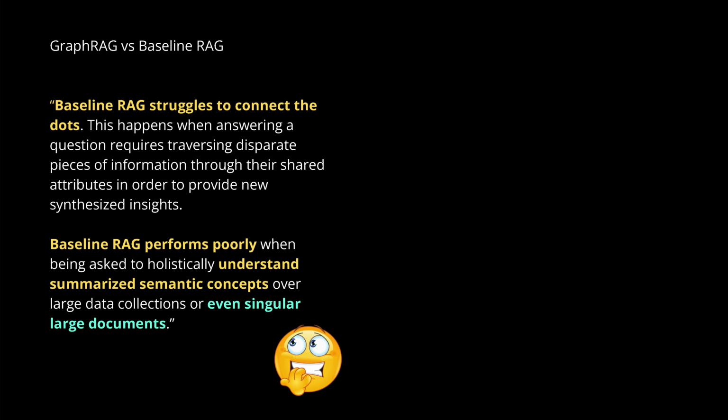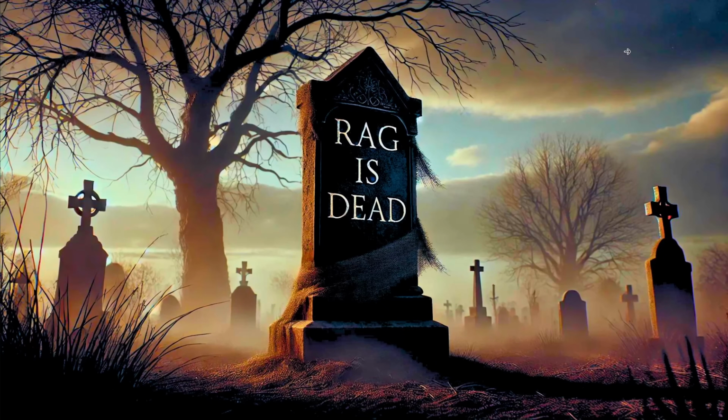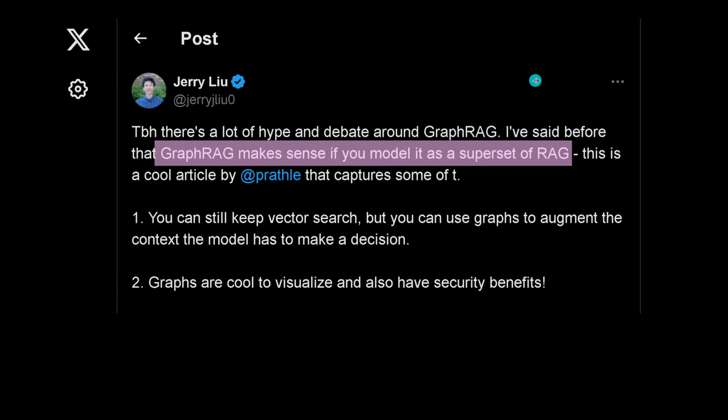My goodness, I was paying Microsoft Azure for almost a year for their RAG service, and now they tell me this. And Microsoft goes on and says baseline RAG performs poorly when asked to holistically understand summarized semantic concepts over large data collections, or, and now this is a bummer, even singular large documents. So RAG does not even understand a single large document, cannot have a summarized semantic concept. And yeah, here it is, Microsoft GitHub IO GraphRAG. And this is quite a beautiful statement, no? So community, here we are now, and officially we have to announce that RAG unfortunately has been declared ineffective by Microsoft.